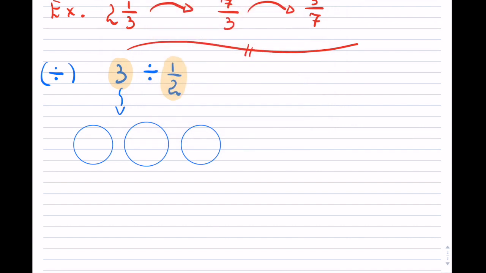I can divide these pizzas into halves. So if I do this, now I've divided all of them into a half. And now what the division asks us is, how many halves do you have in these 3? Well, I have 1, 2, 3, 4, 5, and 6. So my answer here is 6.